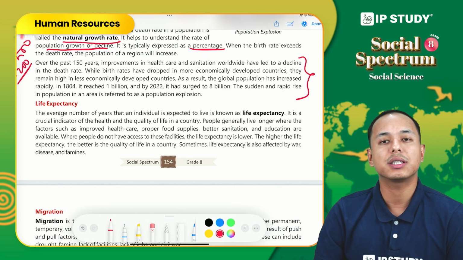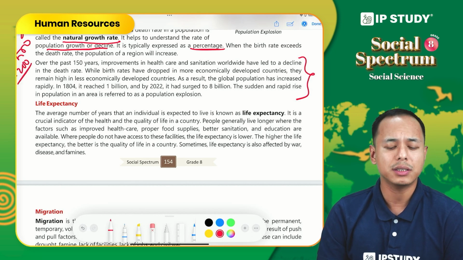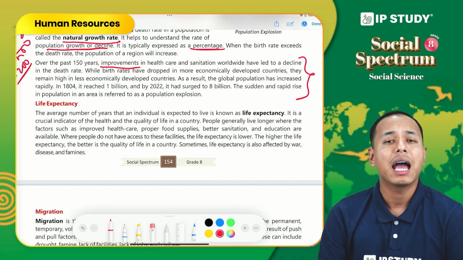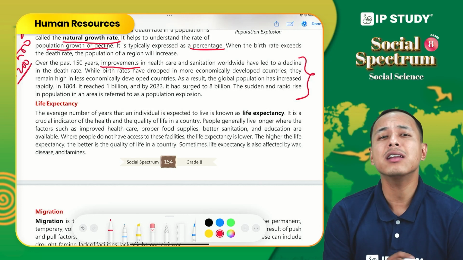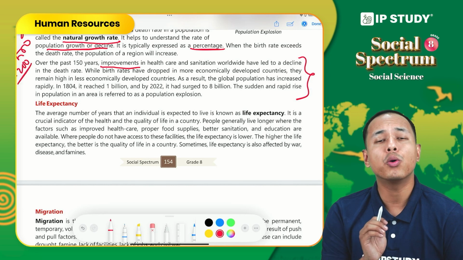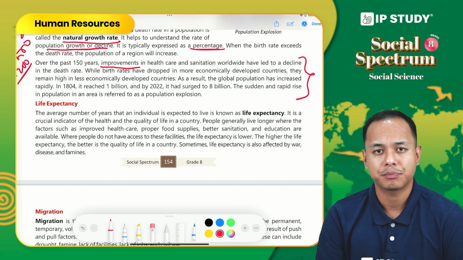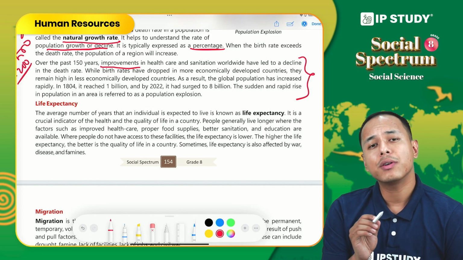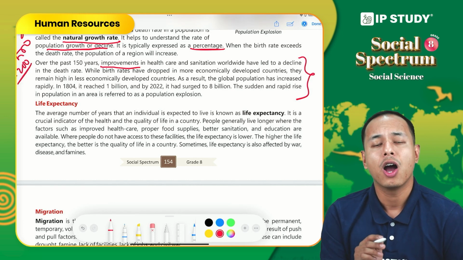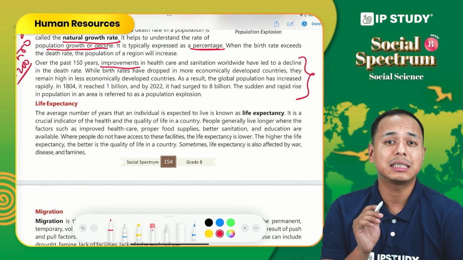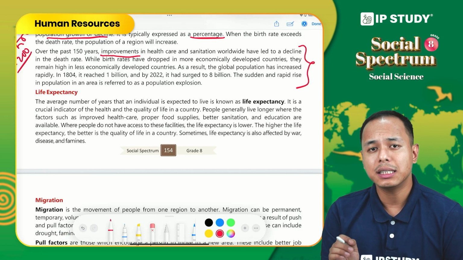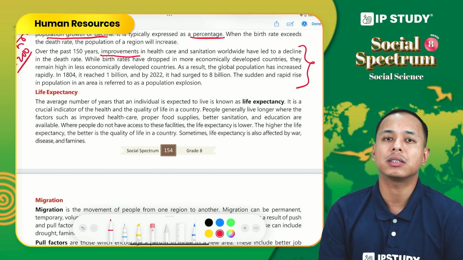Now let us see population change in the last 150 years. In the past 150 years, we have seen improvements in healthcare, sanitation and other facilities. As a result, the death rate has declined in most parts of the world. The birth rate has also declined, but only in economically developed countries. However, in underdeveloped countries, birth rates are still very high. So as a result of high birth rates and decreasing death rates, the population has increased in the past 150 years.